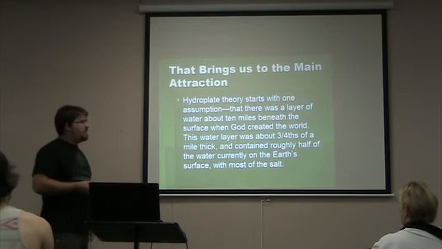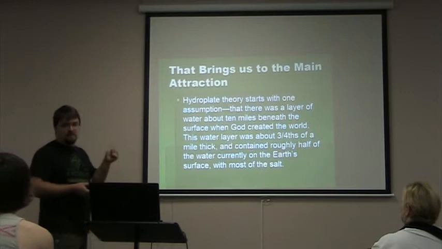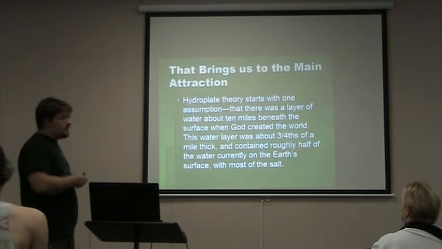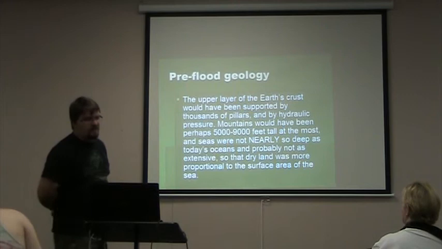A 10-mile thick layer of rock is impermeable to water. Pressure is so great you can't get water molecules through between the molecules of rock. All right. So this would have been a watertight layer. Upper layer of the Earth's crust would have been supported by 4,000 or so pillars. And these would have formed underneath the mountains.